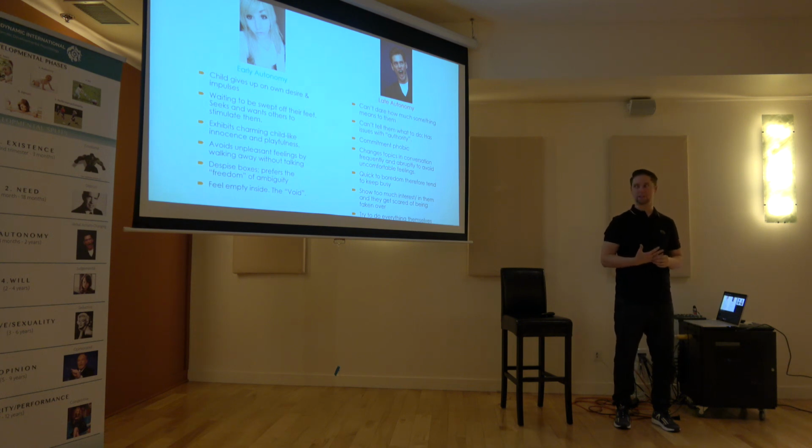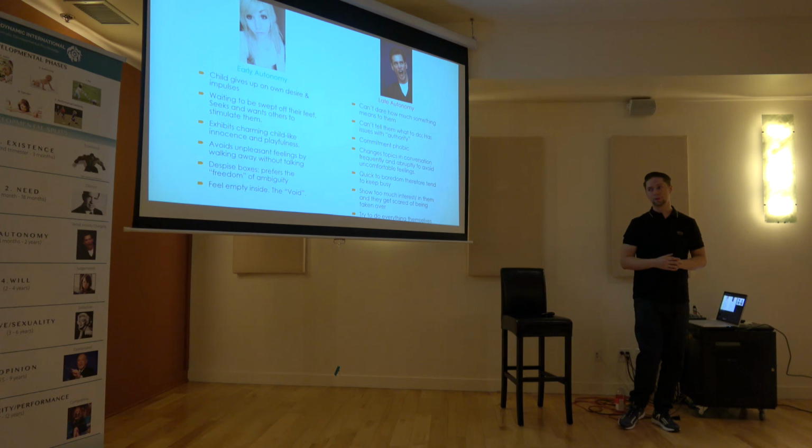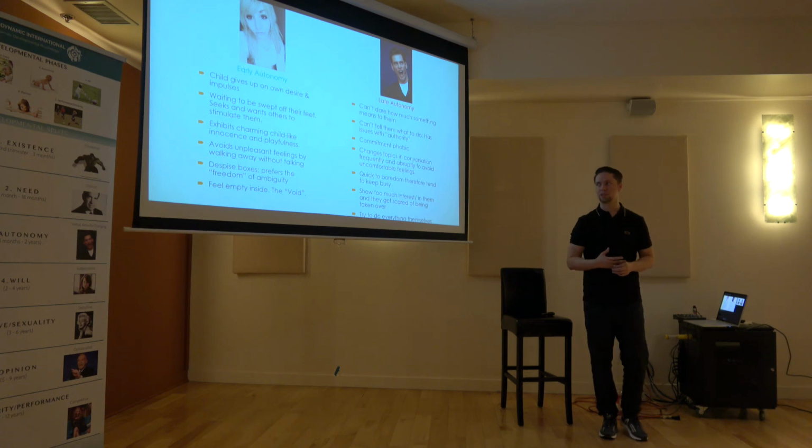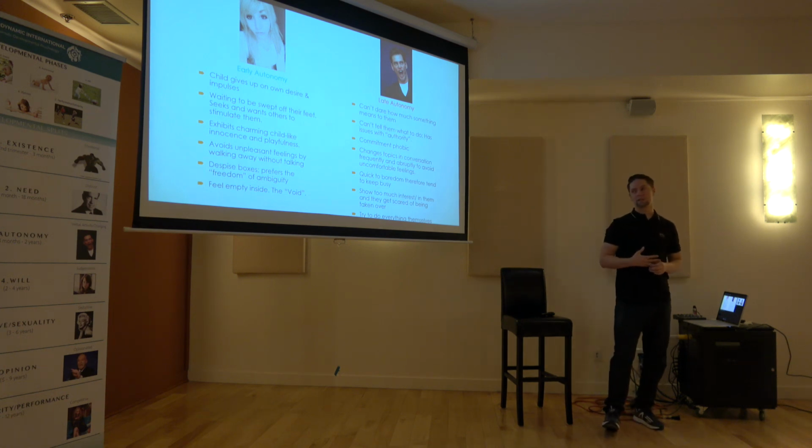They exhibit a charming, sort of innocence and playfulness. And so they have this sort of doe-eyed look in their face, and they avoid unpleasant feelings by walking away without talking. So this developmental stage in the bodynamic system is called nonverbal activity changing for this reason. And so as adults, they tend to despise boxes, they tend to despise labels. They will definitely not like this character structure system at all.